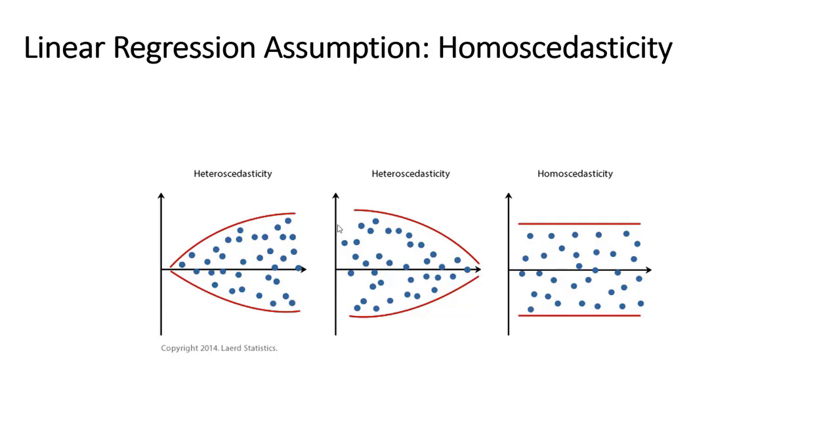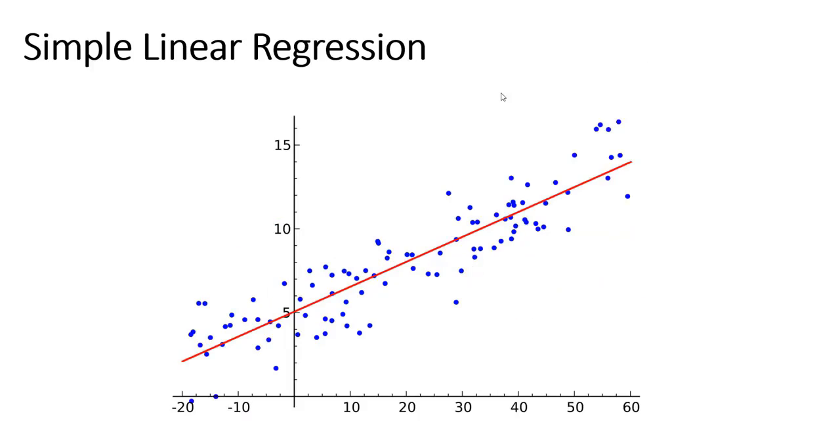Same with this middle diagram. You can see that variance changes over different values of x, so we can't interpret along the x number line the same. Ideal is what we call homoscedasticity on the right-hand side, where we have consistent variance on the regression line. I'm going to give you a brief example of simple linear regression.